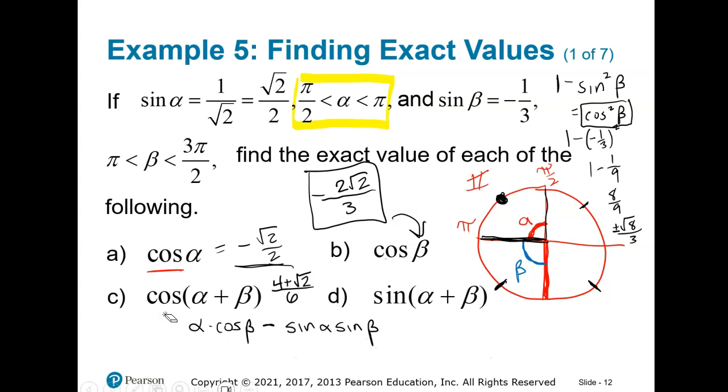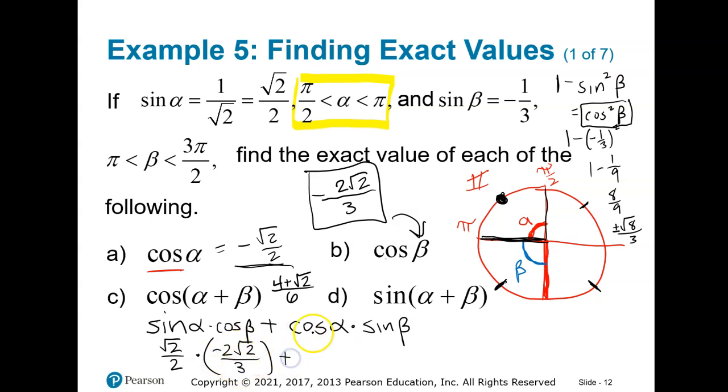Now when we switch this to sine, remember it's sine alpha cosine beta. We get a sine and a cosine in each part. We keep the sign this time though. Instead of switching it to a minus, we keep the plus. And now we switch. In the first one, alpha was inside of sine, so now alpha is going to be inside of cosine. Before beta was inside cosine, now beta is going to be inside of sine. Sine of alpha was given to us, that was square root of 2 over 2. The cosine of beta was negative 2 square root of 2 over 3.